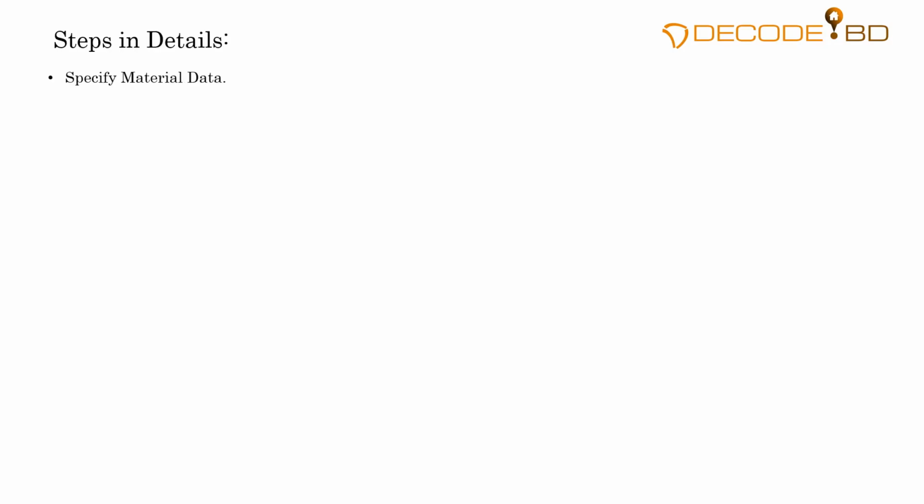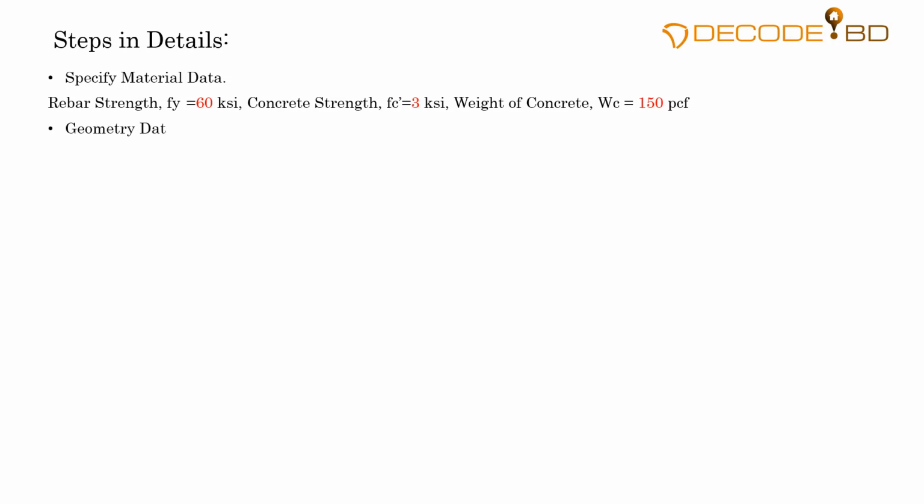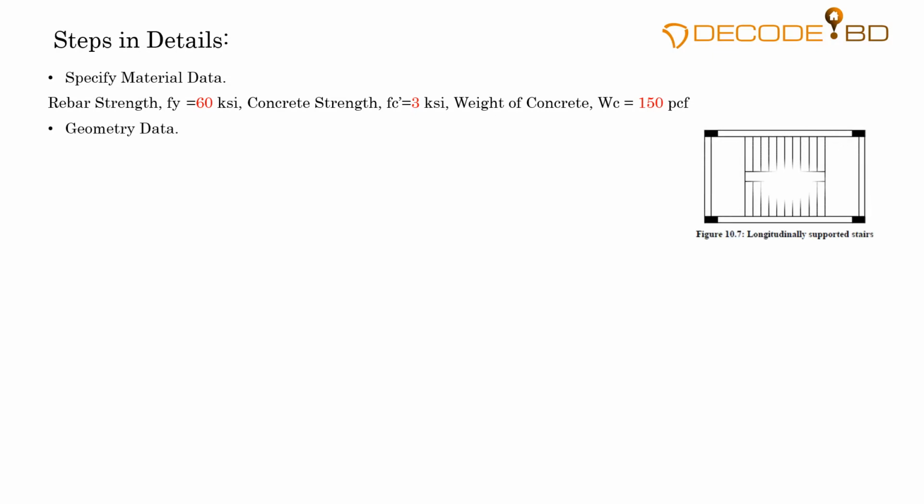Specify material data. Rebar strength Fy 60 ksi, concrete strength f'c 3 ksi, weight of concrete Wc 150 pounds per cubic feet. Geometry data. This is the example of one stair, which can be called a longitudinally supported stair. This is the length data of this geometry.